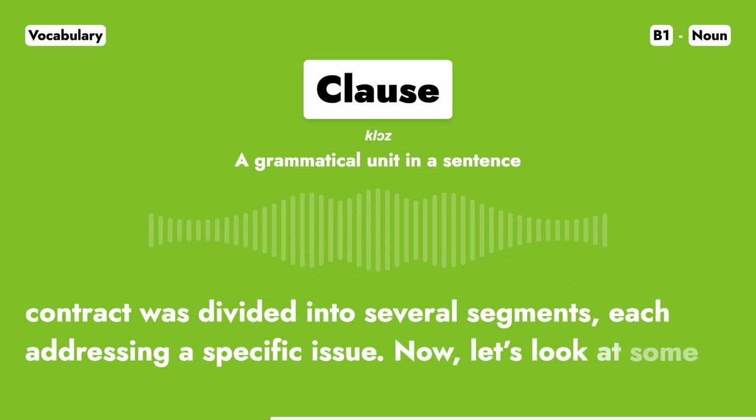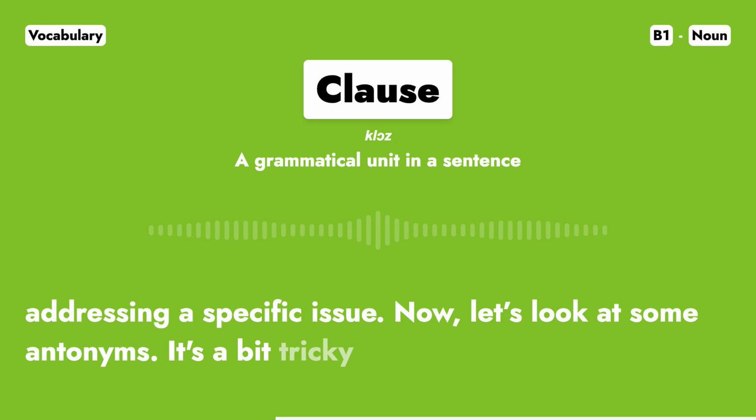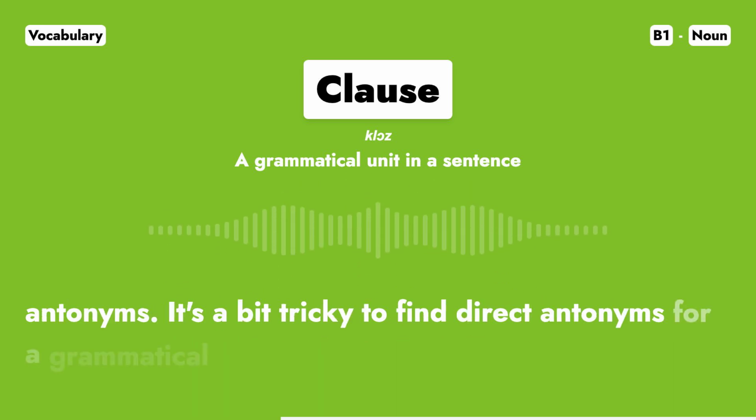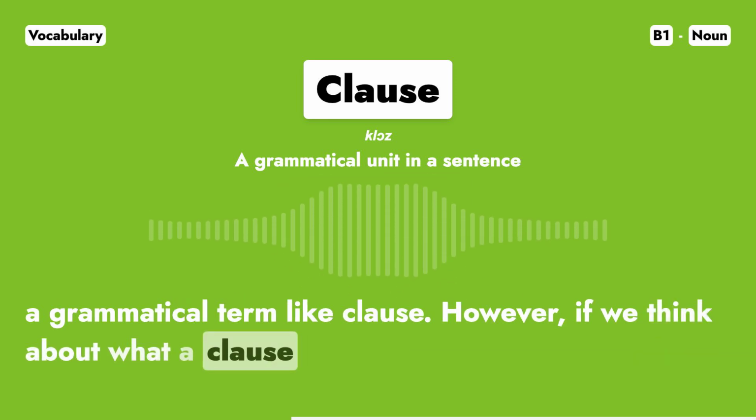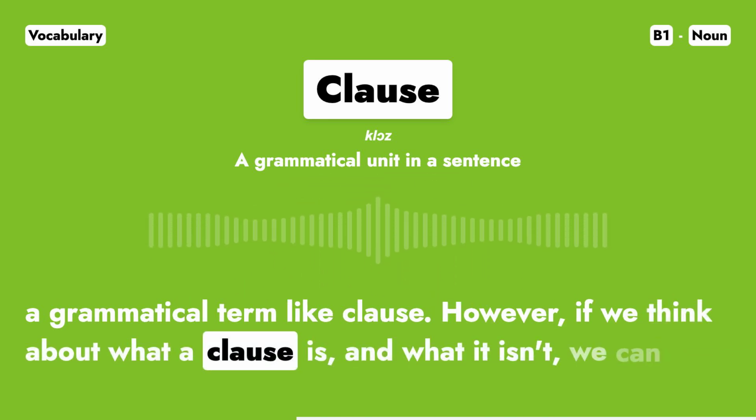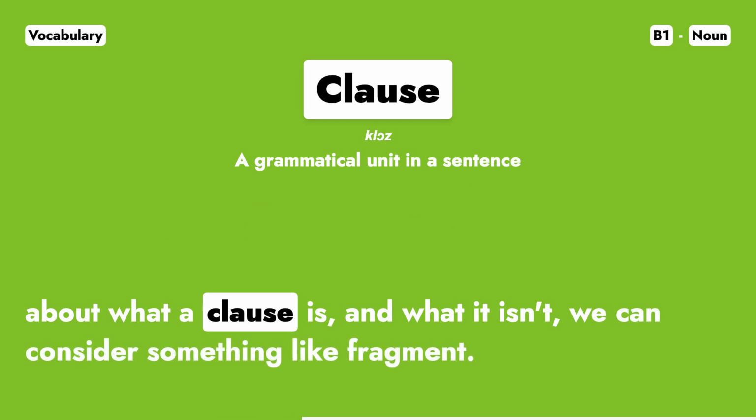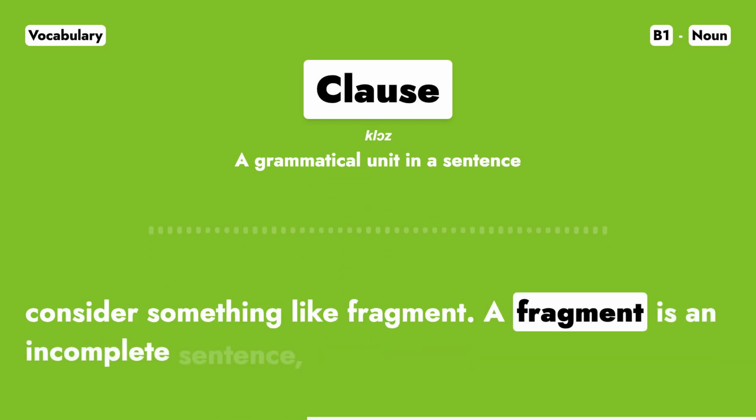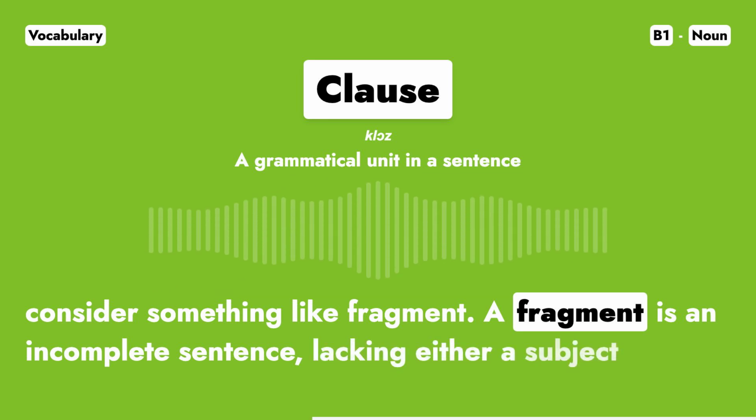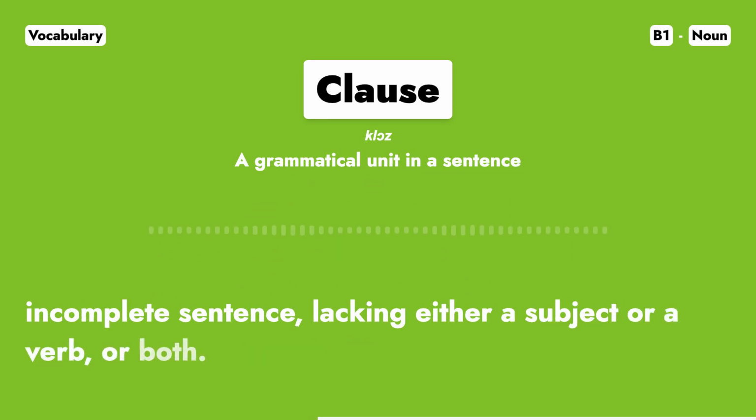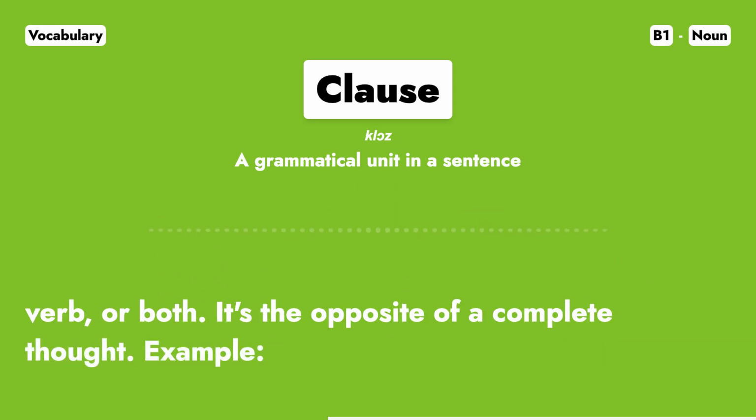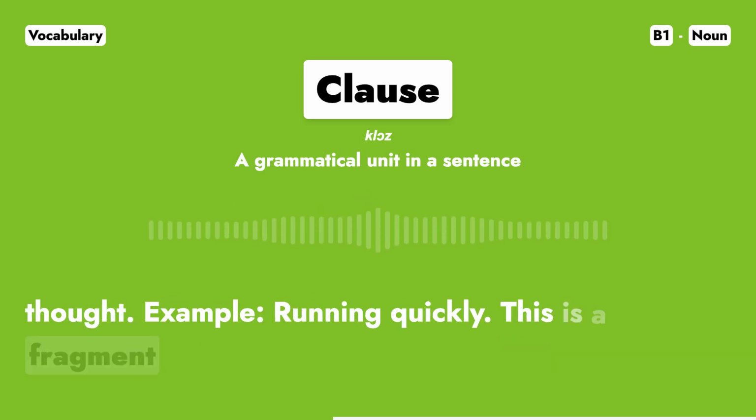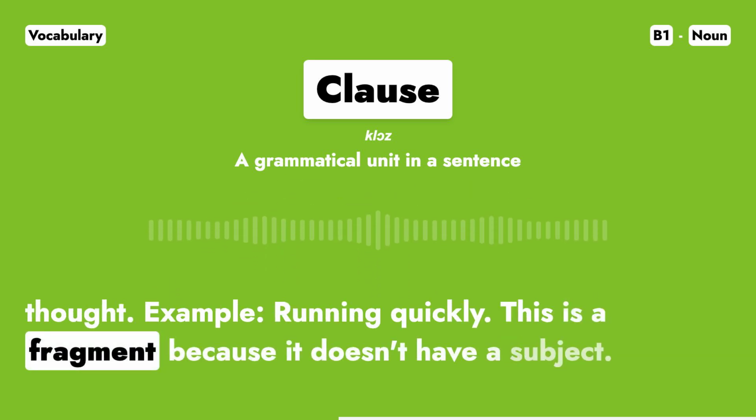Now, let's look at some antonyms. It's a bit tricky to find direct antonyms for a grammatical term like clause. However, if we think about what a clause is and what it isn't, we can consider something like fragment. A fragment is an incomplete sentence, lacking either a subject or a verb, or both. It's the opposite of a complete thought. Example: "Running quickly." This is a fragment because it doesn't have a subject.